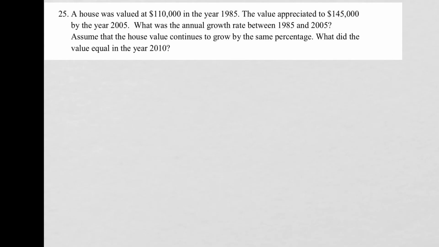Okay, so here's an example from the textbook. It says that a house was valued at $110,000 in the year 1985. The value appreciated to $145,000 by the year 2005. What was the annual growth rate between 1985 and 2005? Assume that the house value continues to grow by the same percentage, so it's undergoing exponential growth. And we also want to know, what did the value equal in the year 2010?